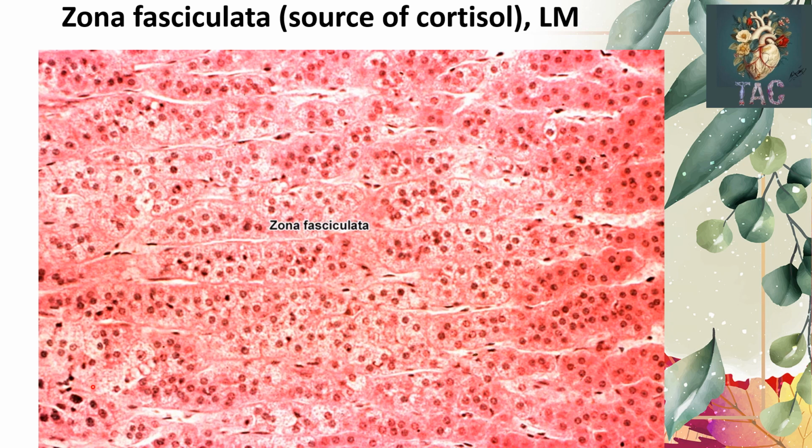The cells are vacuolated, and these vacuolated cells are because of the lipid droplets which are washed out during the process of slide formation. And this zona fasciculata totally constitutes nearly 80% of the volume of the adrenal cortex.